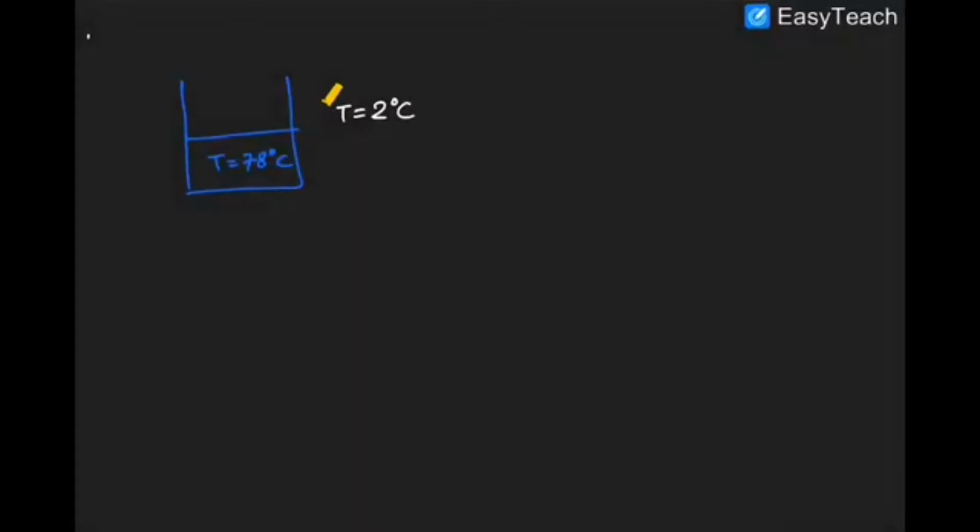Now let's take a look at an example where we have, for instance, a glass of water with warm water inside with the temperature of 78 degrees Celsius, and we have a piece of metal, for instance gold, which is cold with a temperature of 2 degrees Celsius. Now, if we put the gold into this water, at the end we can measure the final temperature of the system, for instance becoming 76.9 degrees Celsius.